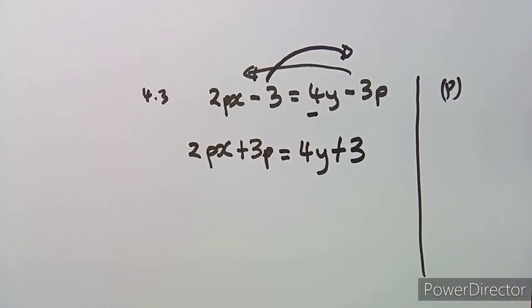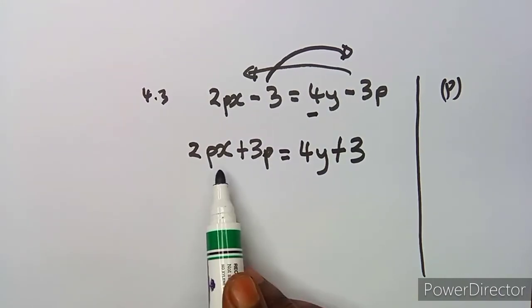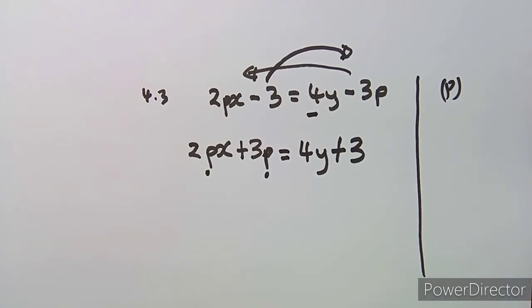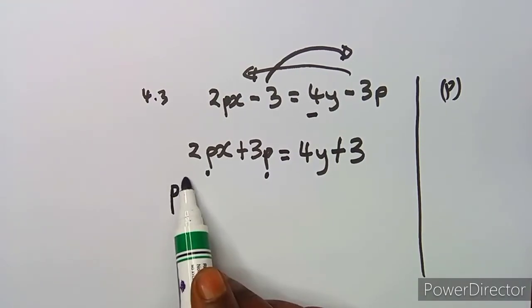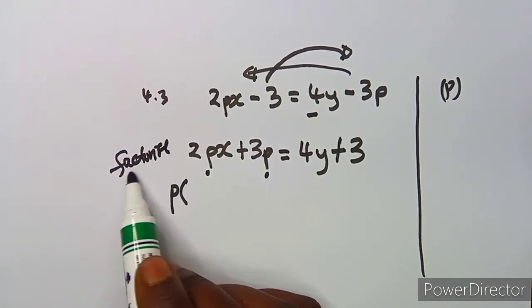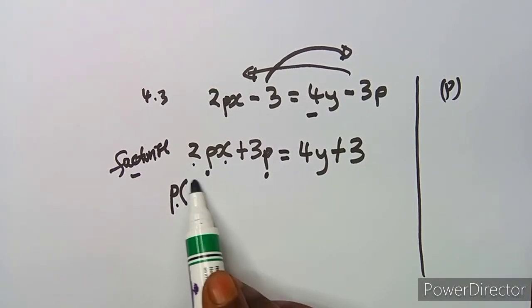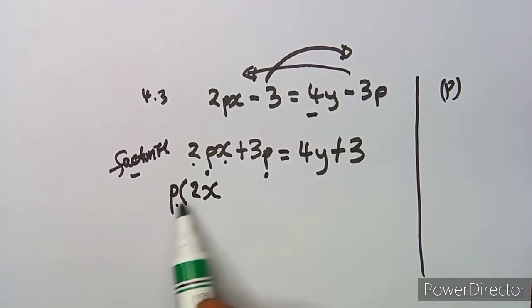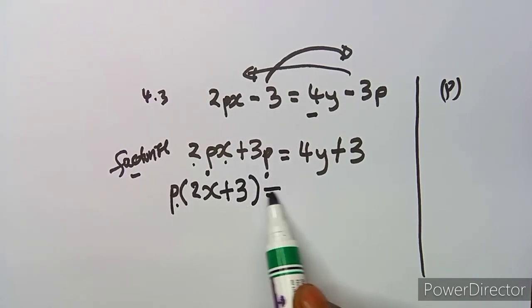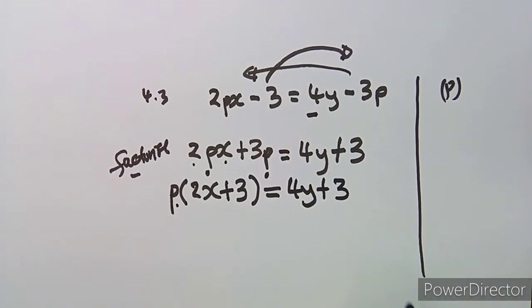Yes, we have collected the terms with p to one side of the equation, but as you can see, we've got p here and p here, which is common. So I can factor out p. Here I have to factorize. If I factor out p, I remain with 2px divided by p, which is 2x. 3p divided by p, the p's cancel and remain with 3, which is equal to 4y plus 3.